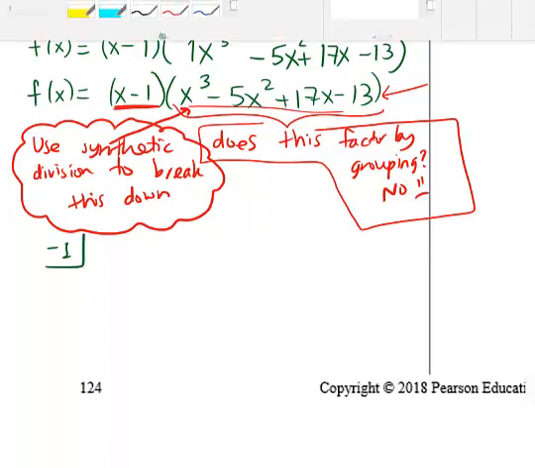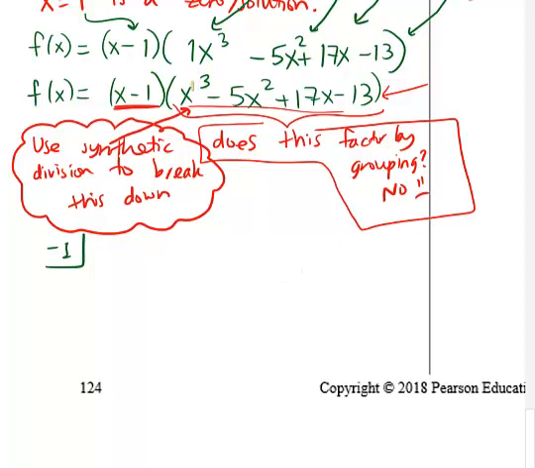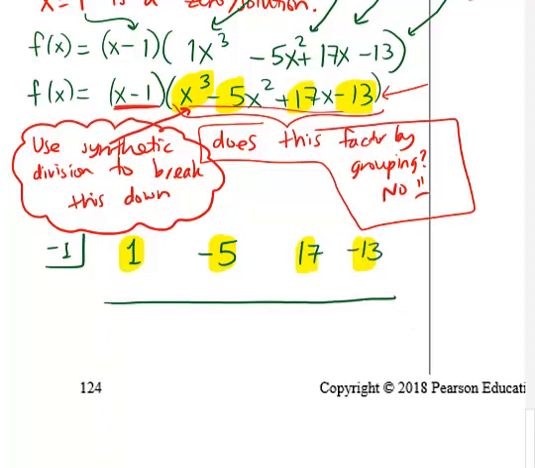Again, now I'm not trying to break down the original polynomial. I've already broken that one down. I'm trying to break down this new one down here, so I'm only going to use these numbers, not the original numbers. What do we have? 1 is the coefficient of x cubed, negative 5 is the coefficient of x squared, 17 is the coefficient of x, and negative 13 is the constant. So I'll bring down the 1, multiply by negative 1, add, multiply, add.